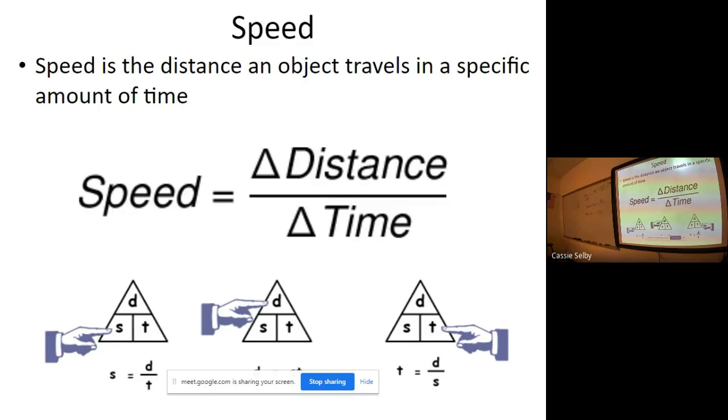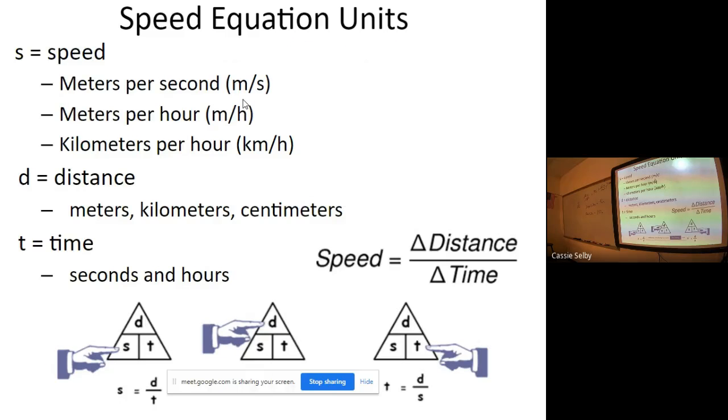All right, guys, today we're going to go over speed. And so in front of you, I have the equation for speed. Speed is equal to the change in distance divided by the change in time. So speed will be in meters per second, meters per hour, kilometers per hour. It could even be in centimeters per second.